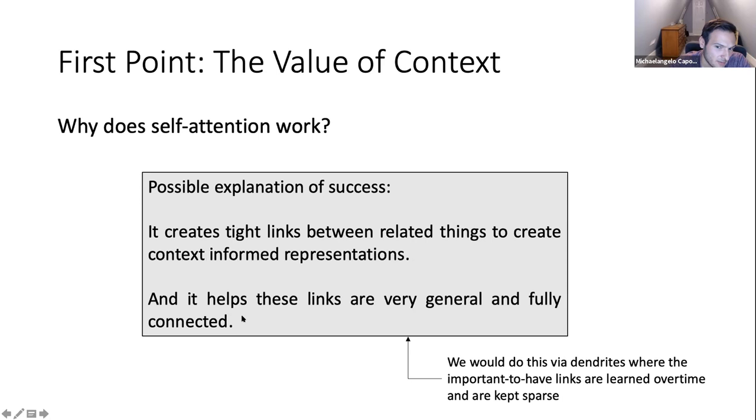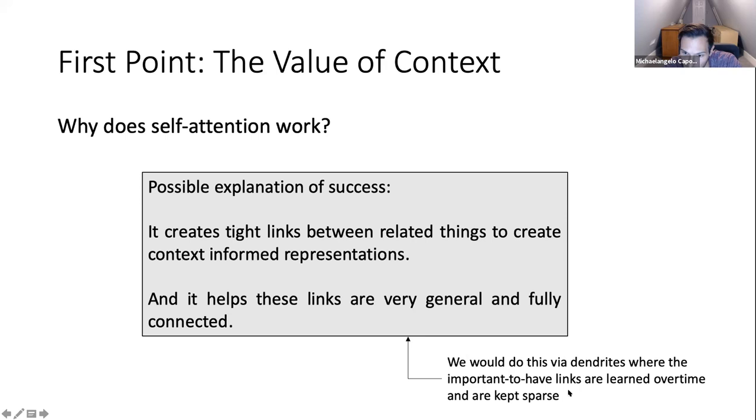And then it also helps that these links are very general and that these links are fully connected, as in you can connect the 10th word to the first, second, third, fourth, and so on. You connect the third word just as easily to the first, second, 10th, and so on. Or 2,000th word, right? I mean, it's regardless. Exactly, yeah, or 2,000 words. Yeah, that's a crazy amount of context. Yeah, exactly. It's important to have links that are learned over time.